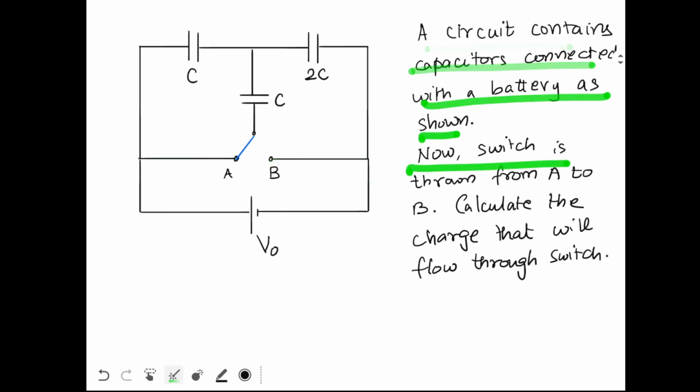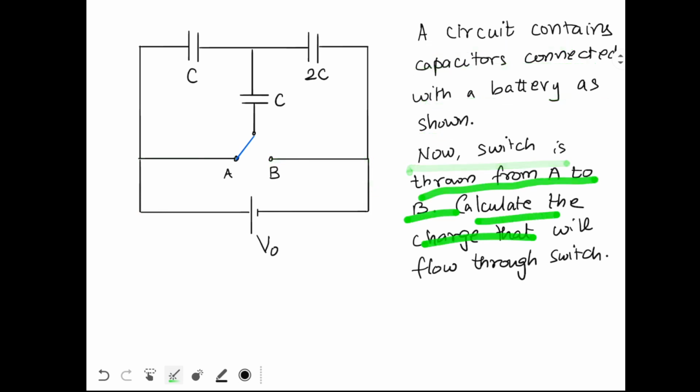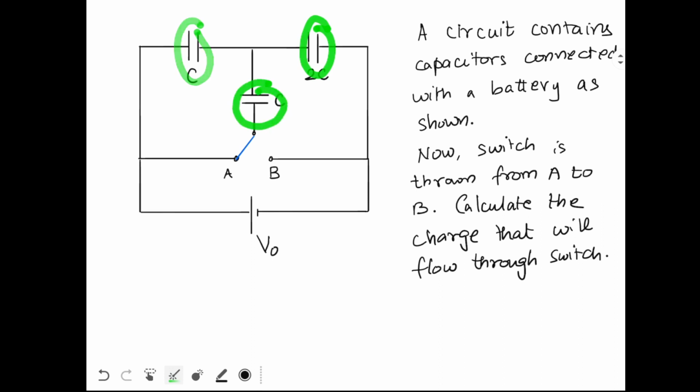Now the switch is thrown from A to B. Calculate the charge that will flow through the switch. When the switch is shifted from A to B, what will be the charge that will flow through the switch that we have to calculate? So let's first calculate the charge present on the three capacitors in the present circuit.